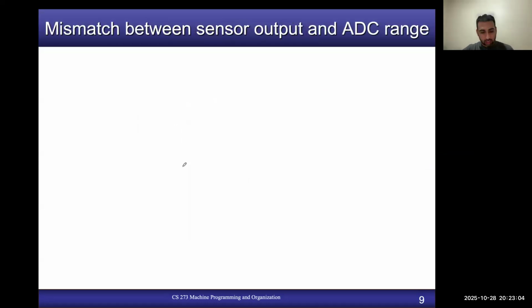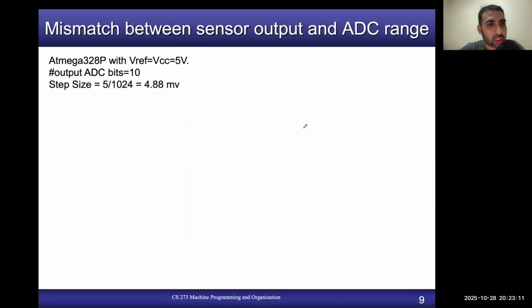Now here is an issue. The issue is that there is a mismatch between sensor output and ADC range. What does it mean? Let me try to explain. Suppose that you have an ATmega328P microcontroller and its reference voltage is equal to VCC, which is 5 volt, right? The number of output ADC bits on this microcontroller we know is 10 bit. So it is a 10-bit ADC.